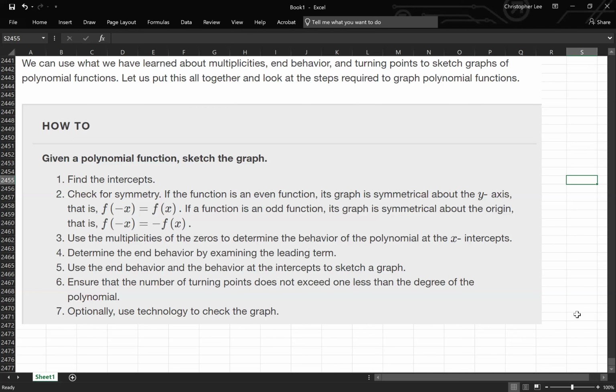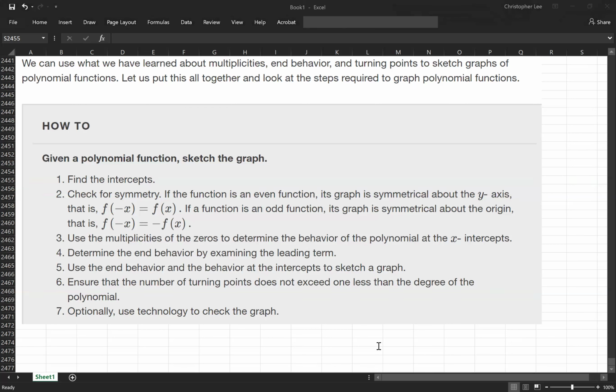Use the end behavior and the behavior of the intercepts to sketch the graph. Ensure that the number of turning points does not exceed one less than the degree of the polynomial. And then, of course, you can always use the calculator to check your answer. So that's how we do the graphs.